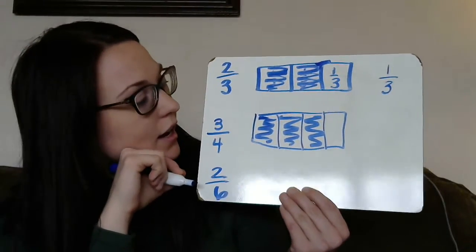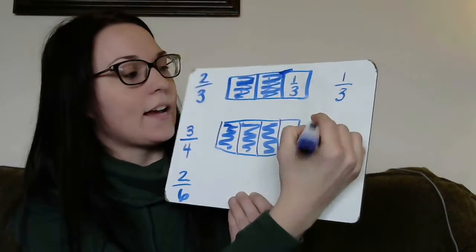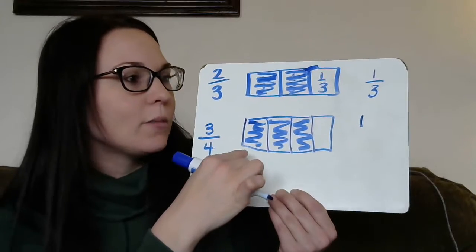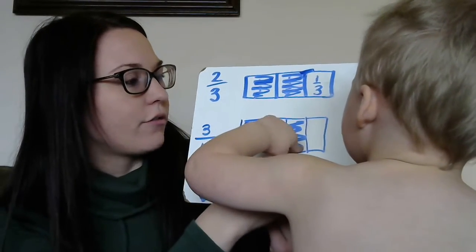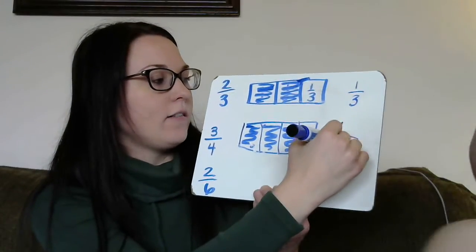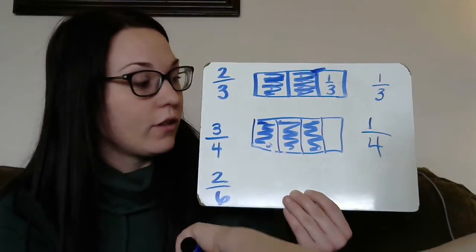Okay. And so there are how many not shaded? I see 1 piece not shaded. How many pieces are in my whole? Let's count. Can you count with me? 1, 2, 3, 4. So there is 1/4 not shaded. You want to color in the next one?